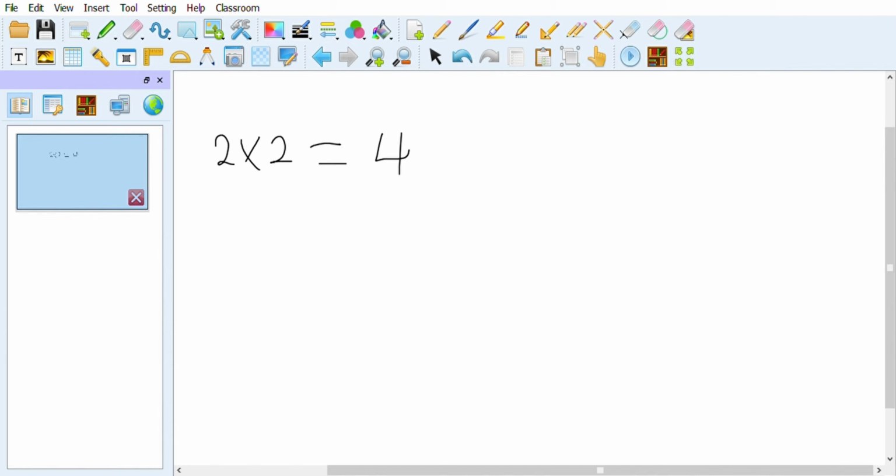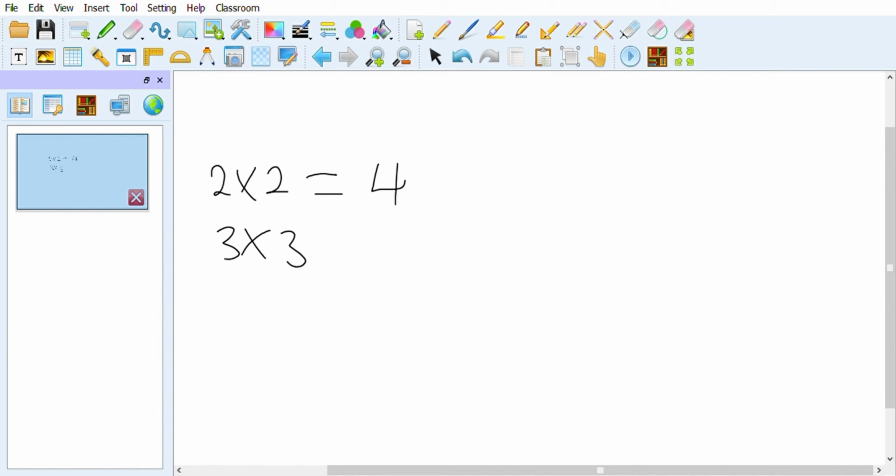In the same way, the square of 3 means 3 times 3. And 3 times 3 gives us 9. So the square of 3 is 9. So the definition of the square of a number is the number we get when we multiply a number by itself. That gives us the square of a number.